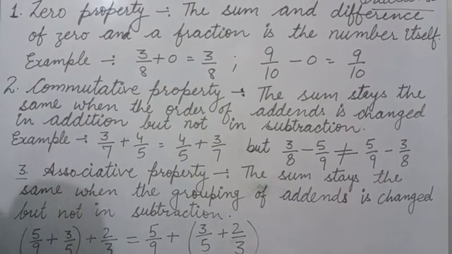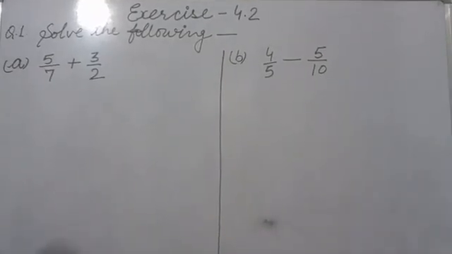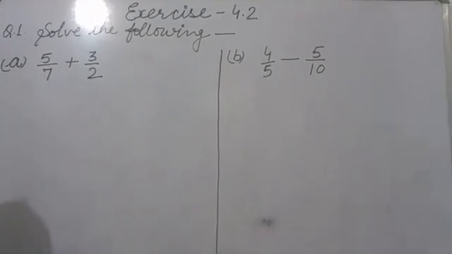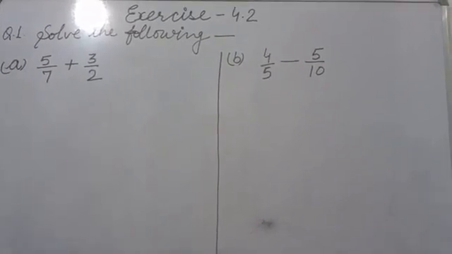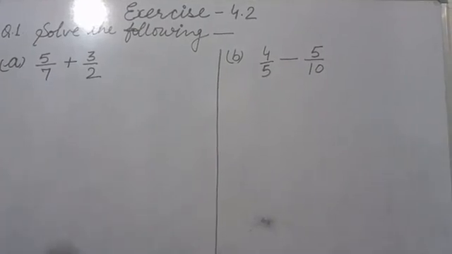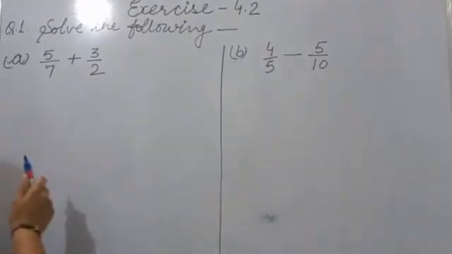Okay, let us start our exercise. Now exercise 4.2, question number 1. Solve the following. Here we have addition and subtraction. I will take parts A and B here, and you will do C and D yourself. In part A we have addition and in part B we have subtraction.